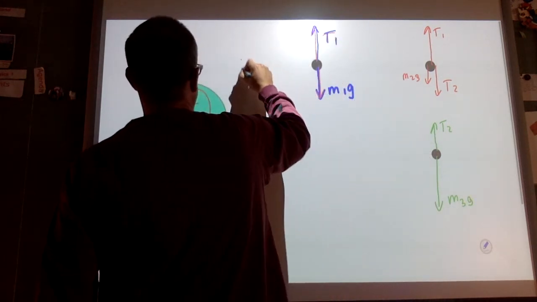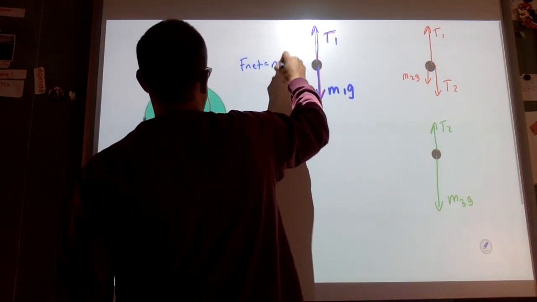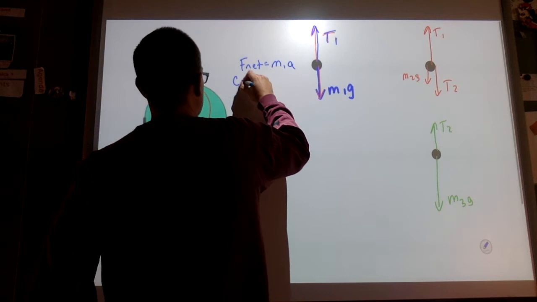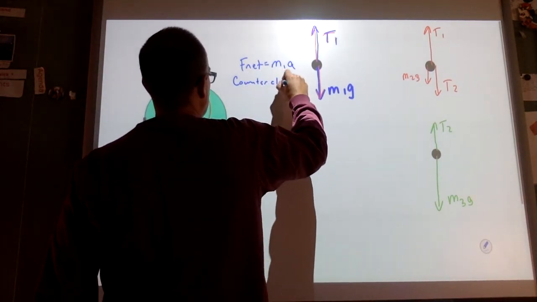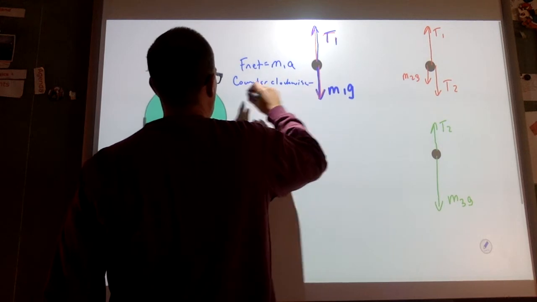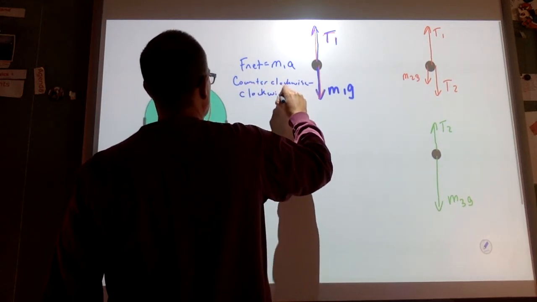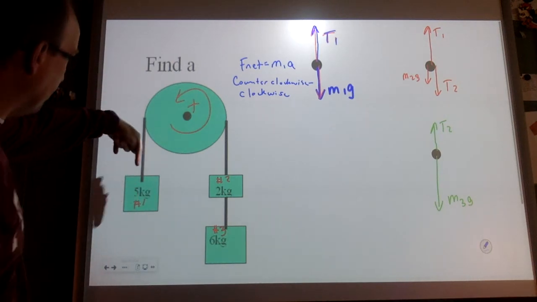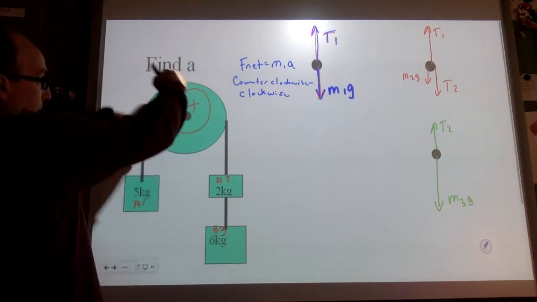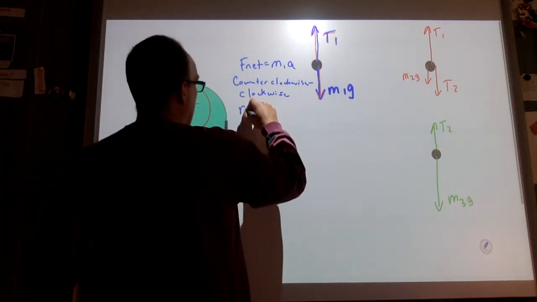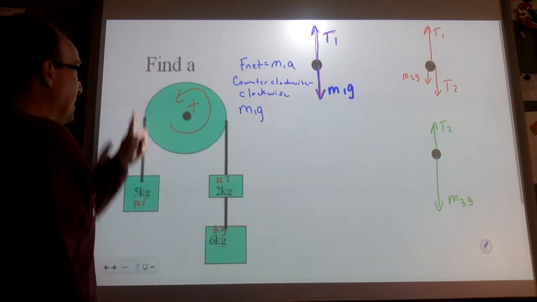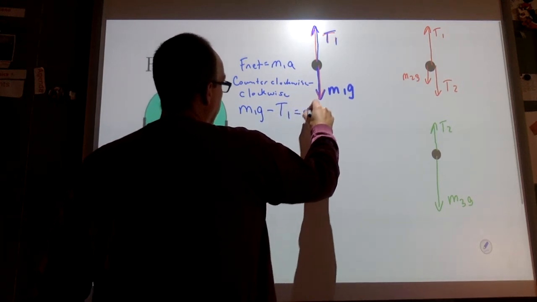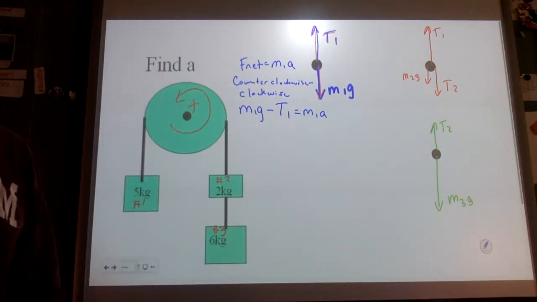So for 1, I have Fnet equals M1A. This is going to be the acceleration for this mass. And I'm going to take counterclockwise minus clockwise. So counterclockwise for this first one, this force down would turn this counterclockwise. So I'm going to have M1G. The tension goes up. It would turn this clockwise. It's going to be minus T1. That's going to be equal to M1A.